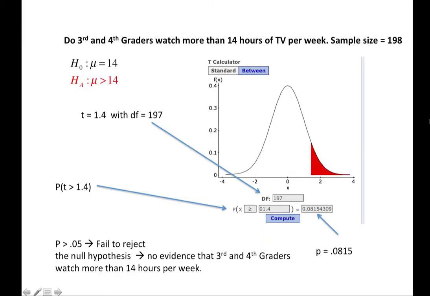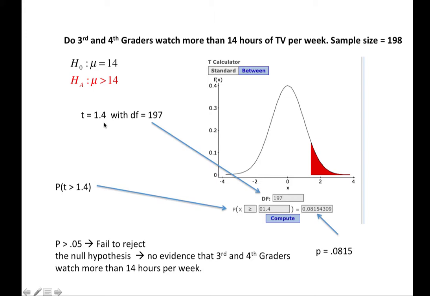So let's go to the examples in the previous video. In the previous video, we were wondering, do third and fourth graders watch more than 14 hours of TV per week? And we drew a sample size of 198 students. So the null hypothesis is they do watch 14 hours of TV per week versus the alternative that they watch more than 14 hours per week. Since the sample size was 198, we're looking at 197 degrees of freedom.